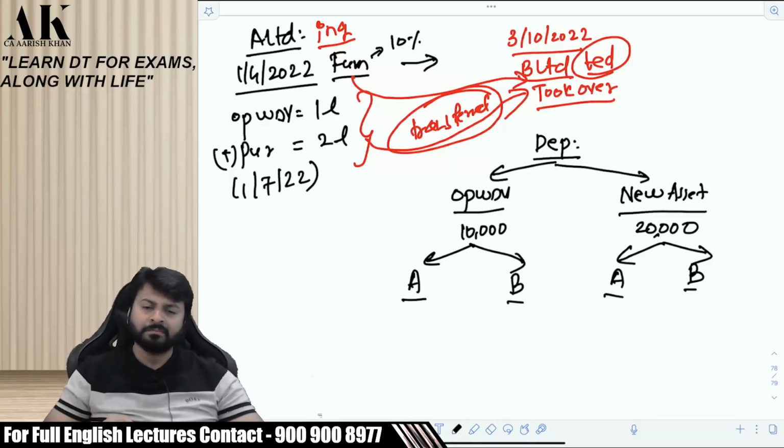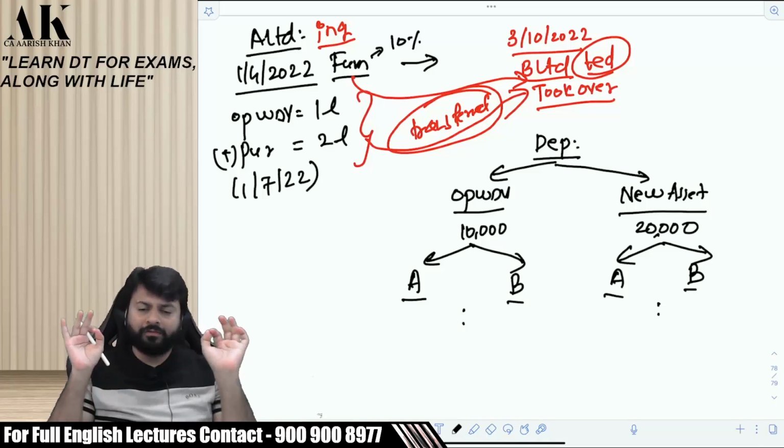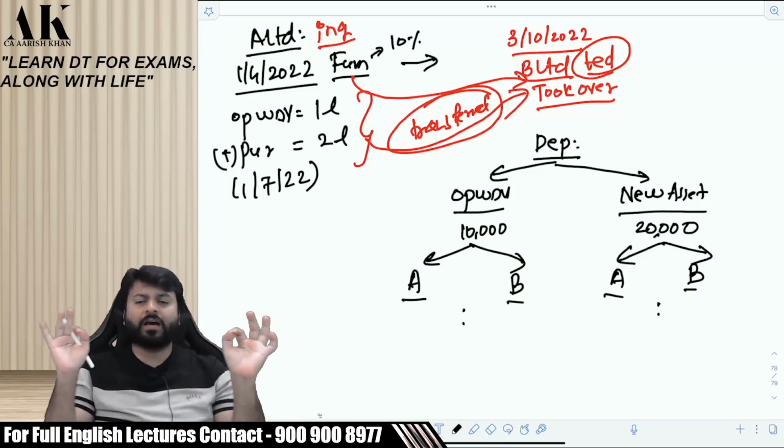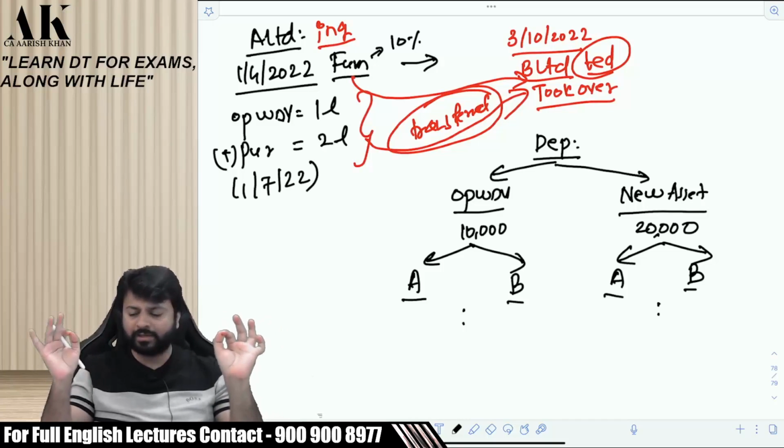You have to divide this between both of them in some ratio. Which ratio? What do you think? Shareholding. It will be divided in the ratio in which the assets are used by both of them. It will be divided in the ratio of the number of days the assets are used by them.